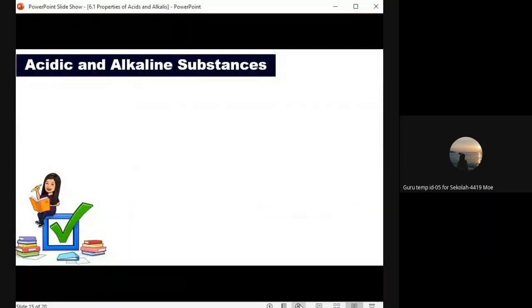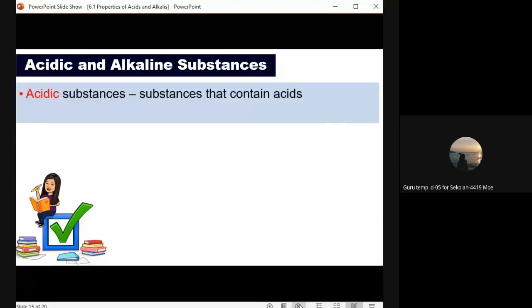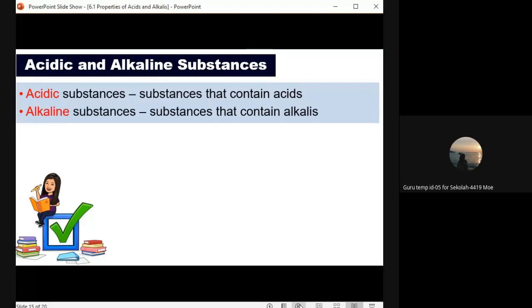Okay, next let's take a look at acidic and alkaline substances. So acidic substances are substances that contain acids. Meanwhile, alkaline substances are substances that contain alkalis. So what are the differences between the words alkaline and alkali?